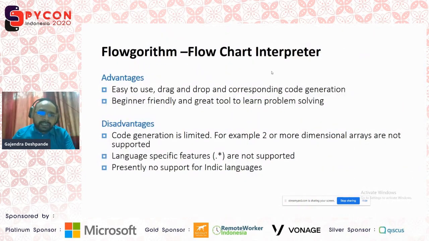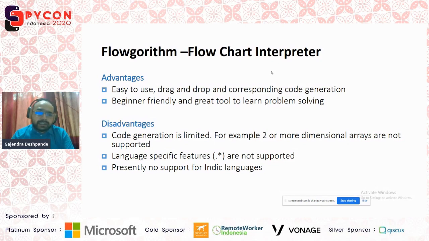Yeah. So after this, let us see some advantages and disadvantages of Flowgorithm. It is very easy to use, and drag and drop and corresponding code generation is possible. It is very beginner friendly and a great tool to learn problem solving, because the learner need not concentrate on the programming language syntax. Often those students who are beginning programming and whose native language is not English struggle a lot, and they are stuck between the semantics of the programming language, that is the logic of the program, and the syntax of the programming language. That we can avoid by introducing such visual tools.